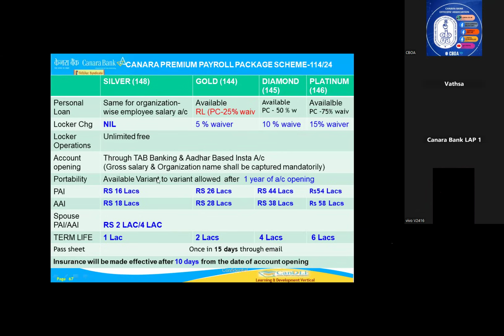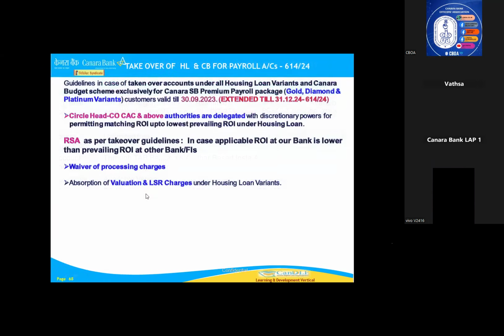Portability is available after 1 year of account opening. Personal accident insurance and air accident insurance vary for all the categories: 16, 26, 44 and 54, 18, 28, 38 and 58. Spouse, in all the cases, it is 2 lakhs and 4 lakhs. Term life insurance, 1 lakh, 2 lakhs, 4 lakhs and 6 lakhs. Insurance will be available only after 10 days of the date of account opening. Pass it once in 15 days through email. With this, the premium category gets over.